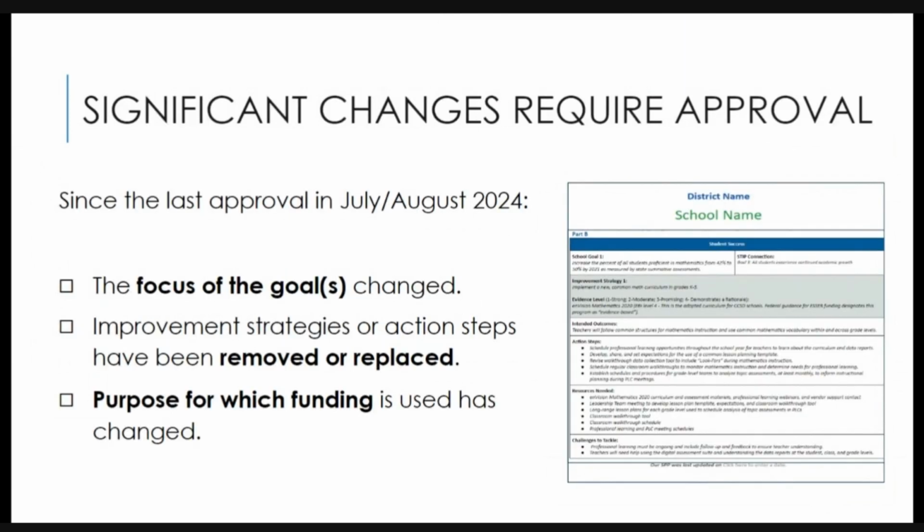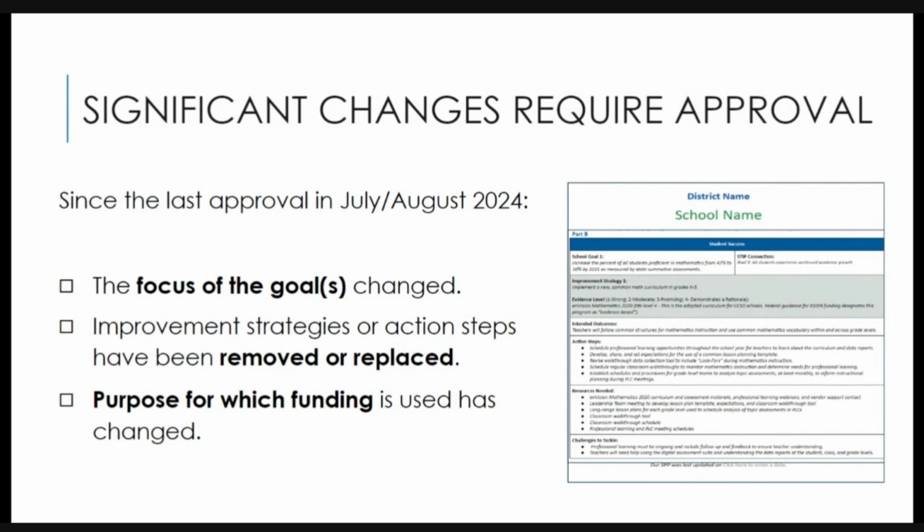SPP roadmaps were approved by region supervisors over the summer. As a reminder, Nevada law states that changes to the plan must be approved. The SPP roadmap is a living document that can be updated as needed throughout the year. Small changes that don't alter the general intent of the plan do not require reapproval. However, if significant changes are made to the SPP roadmap, it must be approved again by the region supervisor.